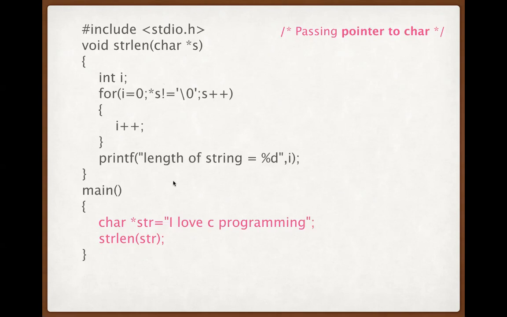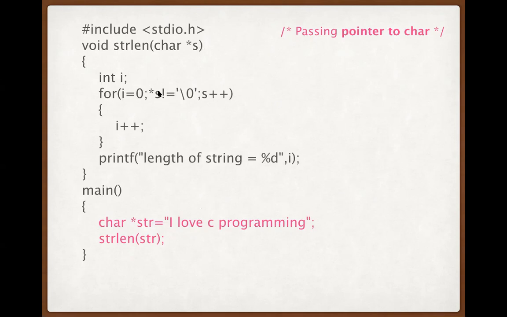The third way is I'm creating a pointer to a character and assigning a value to it. Now my str is going to point to the address of the first location of the string, correct? So str will hold the address of this string. Now I'm passing this str to the function. As usual, s will be pointing to the first element.